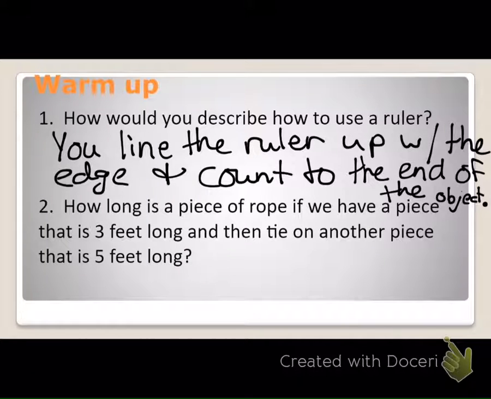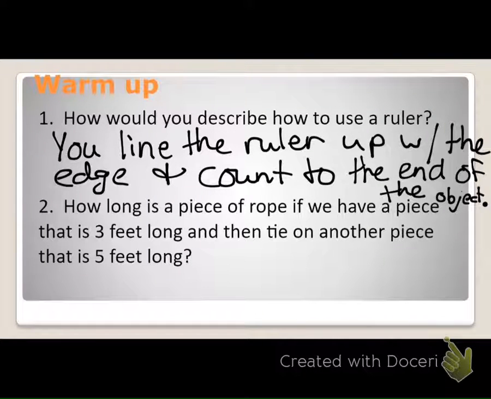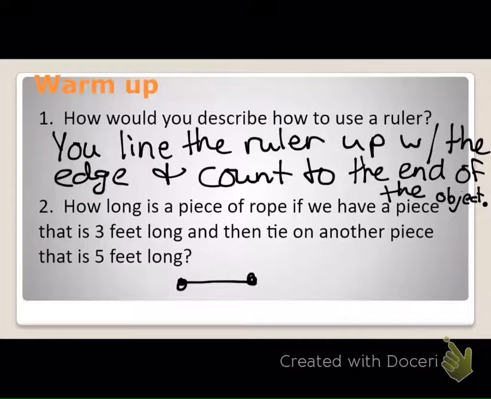So, how long, number 2, how long is a piece of rope if we have a piece that is 3 feet long, and then you tie on another piece that's 5 feet long? How long is it? 8 feet.